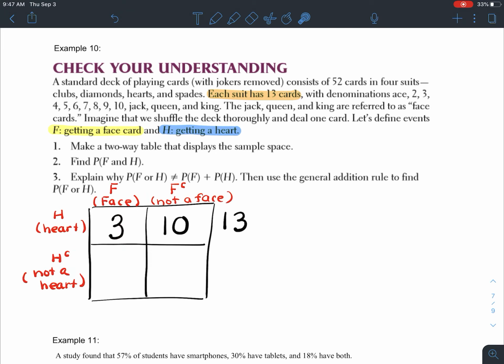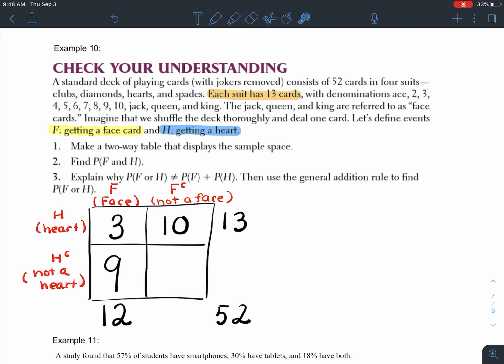Okay, so now let's work our way down here. In terms of how many face cards there would be in an entire deck, well, there are 3 face cards, a jack, queen, and king for each suit, and there are 4 suits, so the total number of face cards in a deck should be 12. So how many face cards are not hearts? That would be 9. 3 for the clubs, 3 for the diamonds, and 3 for the spades.